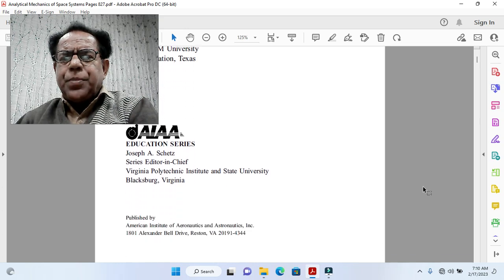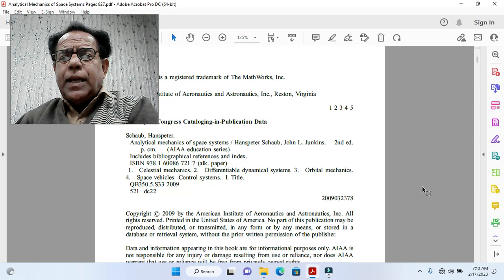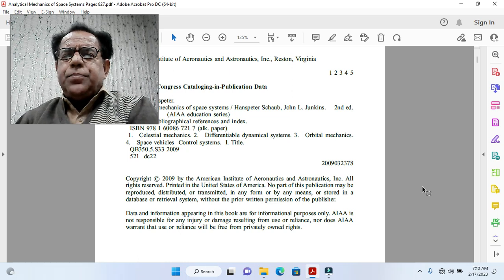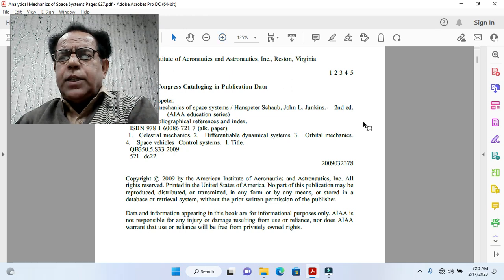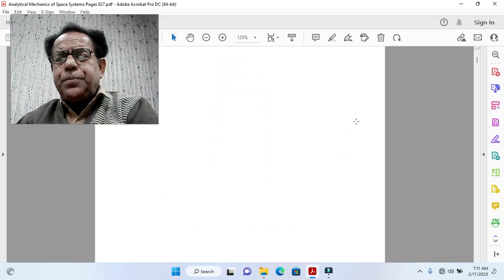Okay, we see it is published by the American Institute of Aeronautics and Astronautics. Anyhow, because this is related to space, its publisher is also special. Copyright 2009. This book was published in the year 2009. Now we move to its contents.